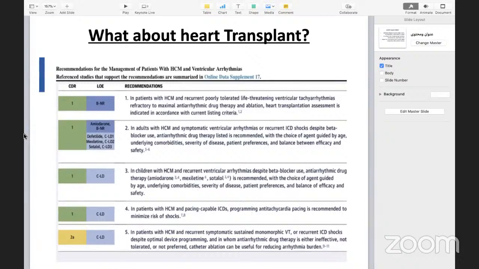Also in adults with hypertrophic cardiomyopathy and symptomatic ventricular arrhythmia, recurrent ICD shock despite beta blockers or antiarrhythmic drugs, you list them for heart transplant. So it's reserved for patients that are refractory to all the treatment modalities.